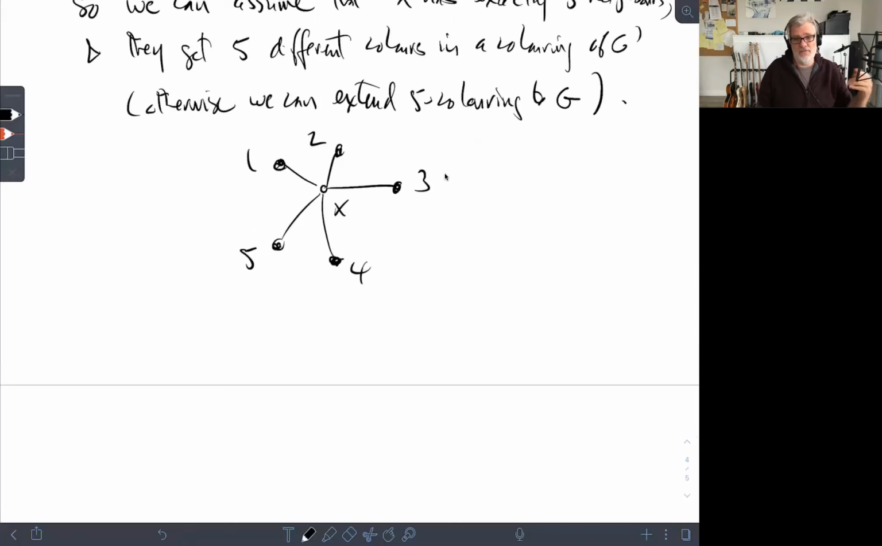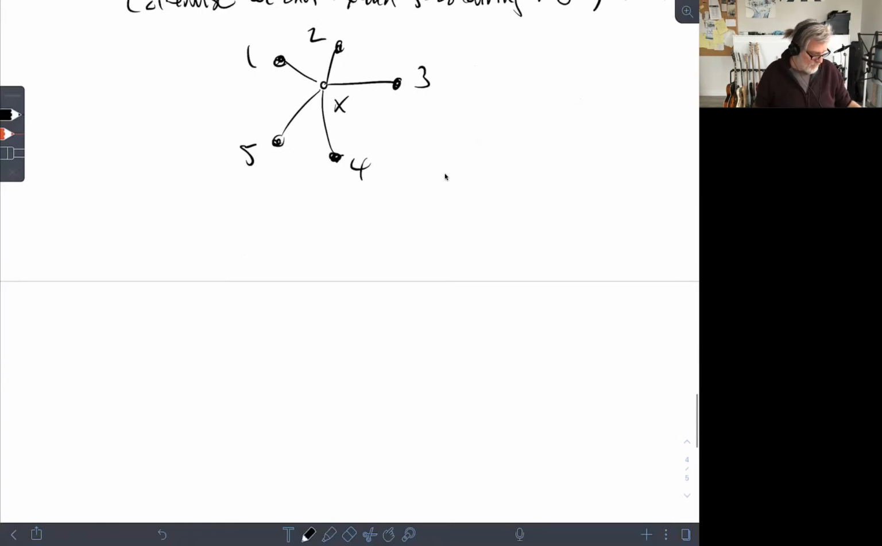So our goal now is to make an analysis of this coloring of the remainder of the graph to see if maybe we can tweak it and recolor in a correct way to get rid of one of these 5 colors around X. And that's the really cute part of the proof.